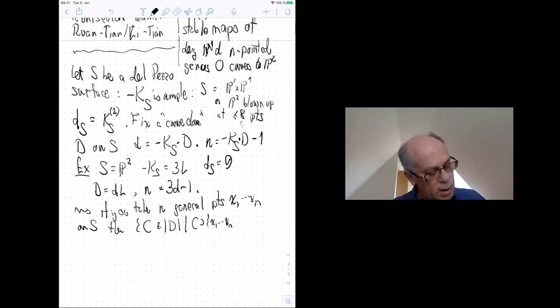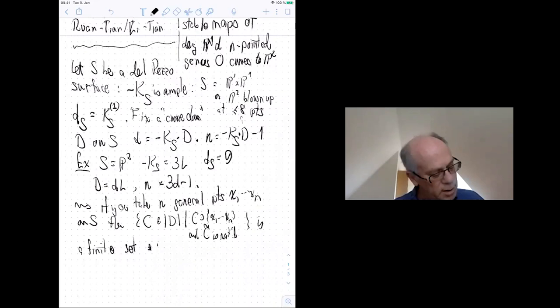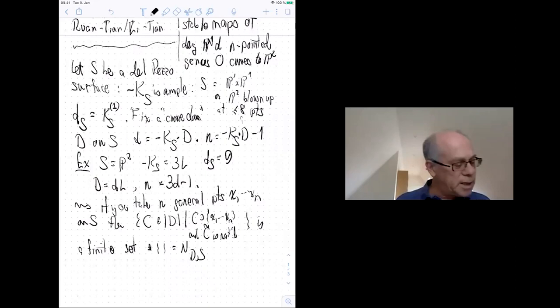If you look inside there, and C is rational, though the normalization is rational, is a finite set, and what you want to do is, let's say the order of this set, let's call it equal to N_{d,S}. So this N little d last time was the case where S was P2. So that was the example, but here this is the general case.